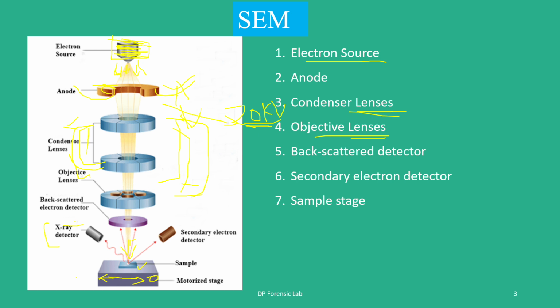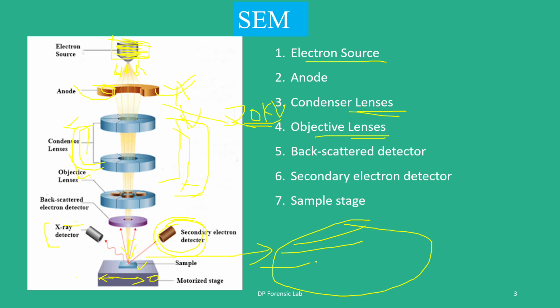And another thing, when the electrons fall on the sample, they also generate backscattered electrons and secondary electrons. These secondary electrons or backscattered electrons are used for image formation. So the image is formed, and this image is magnified. The topical features, the structures present on the surface of the material, can be analyzed.